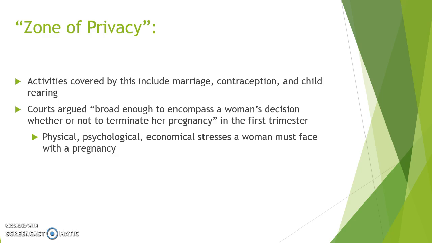So the zone of privacy, as I mentioned before, encompasses all of those amendments together. Activities covered by this include marriage, contraception, and child rearing. The courts did argue that it was broad enough to encompass a woman's decision whether or not to terminate her pregnancy in the first trimester, and this took into account the physical, psychological, and economic stresses of a woman and what must be faced within a pregnancy.